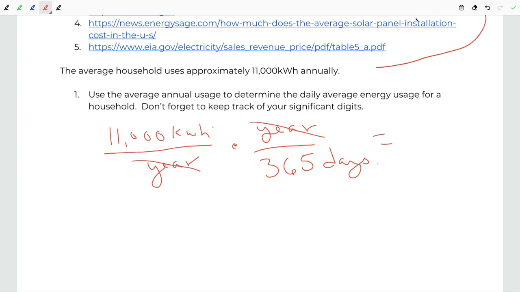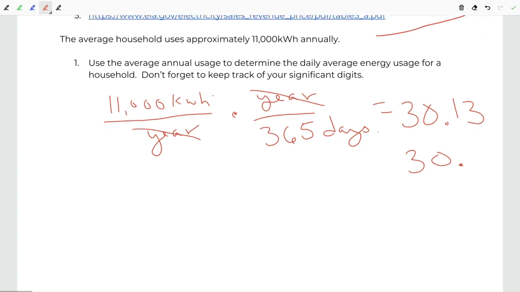And so we're going to divide that out. 11,000 divided by 365 is 30.13. And we're going to keep track of our significant digits and say this is 30, and we're going to pretend there's a decimal point there because we have two significant digits, not just one.